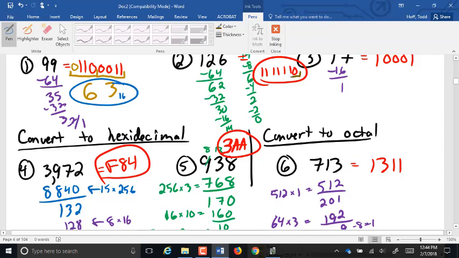So this one, we go 1, 2, 3, 4. 1, 2, 3, oh, we're out of digits. Put our 0 in there. 1, 1, 1, 0 is 14, isn't it? 14, of course, is E in hex, right?